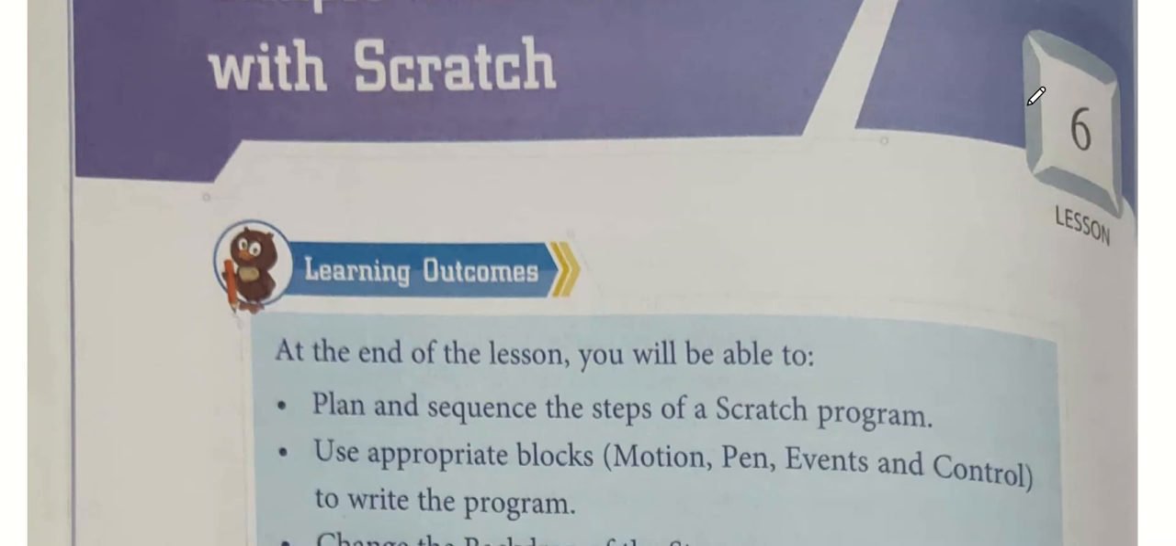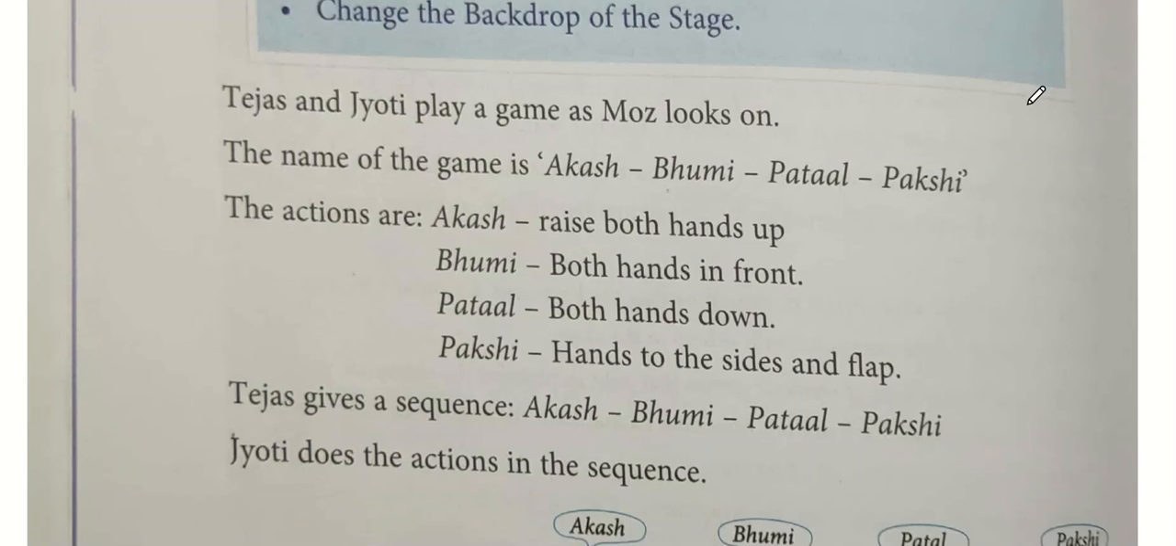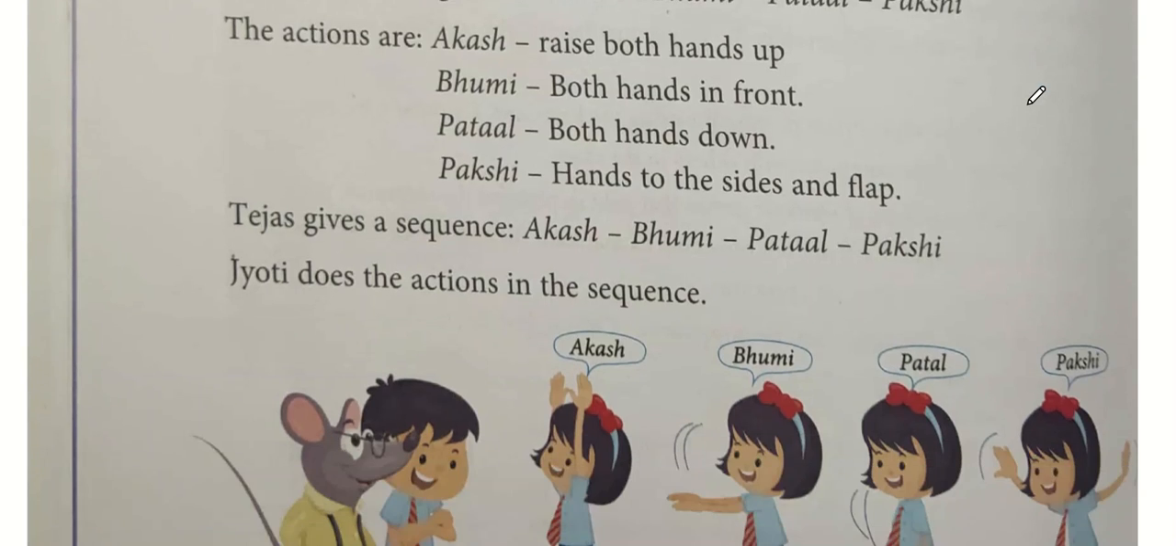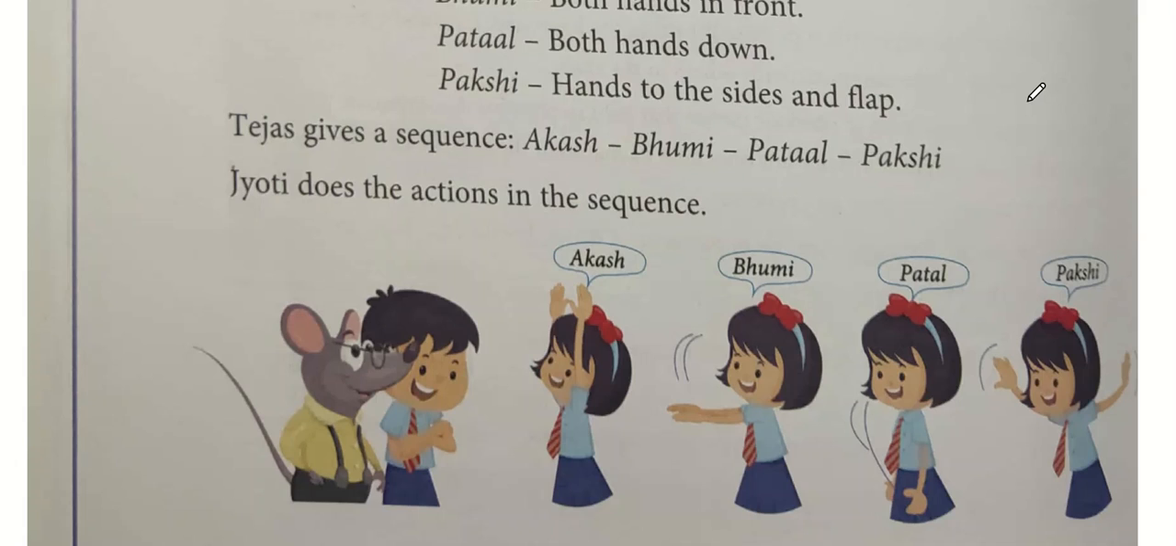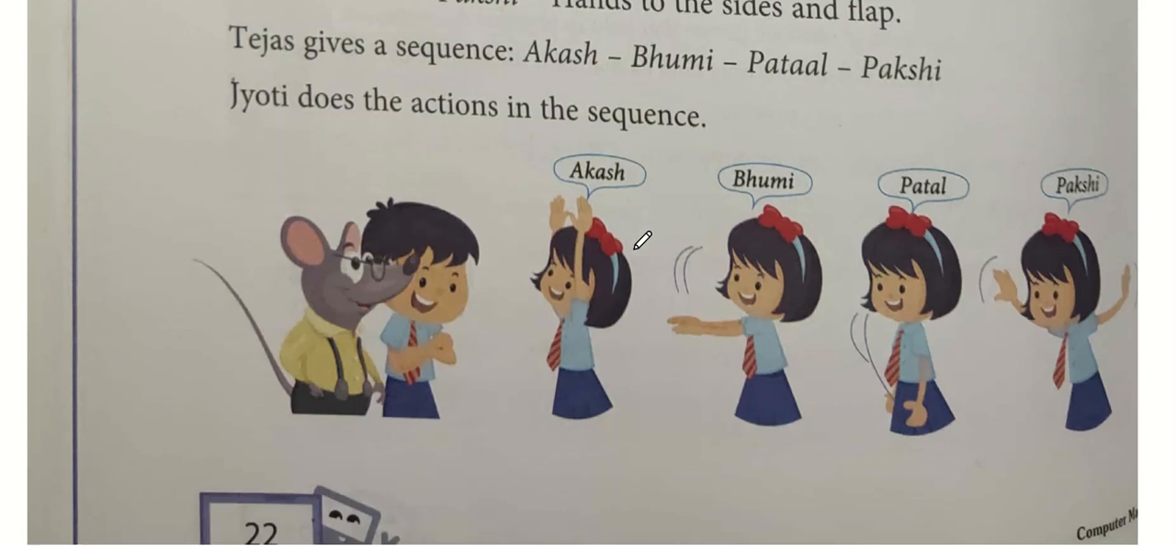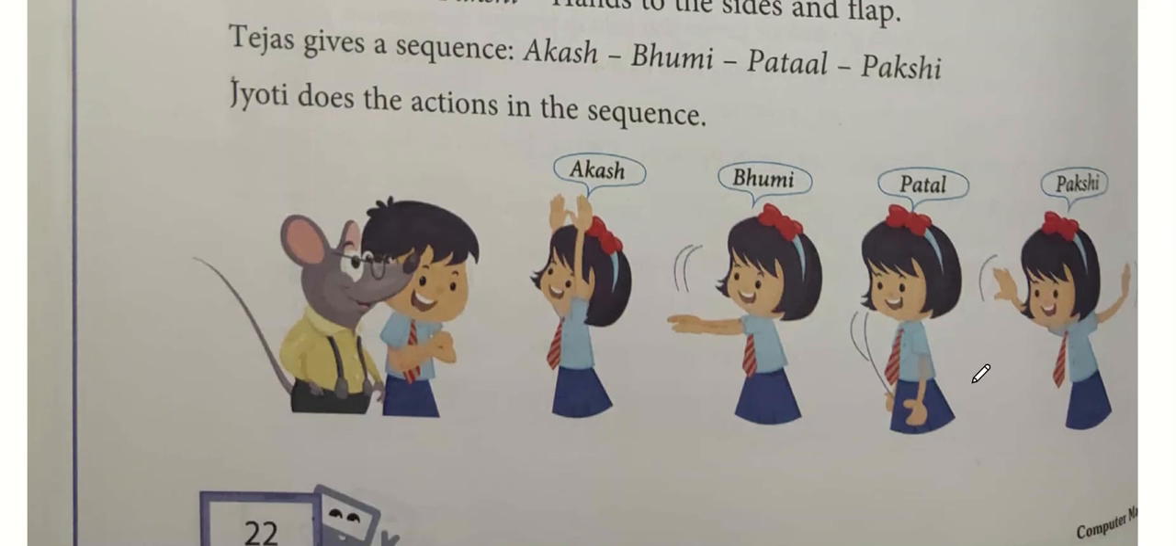In the lesson, we learn that Tejas and Jyoti play a game in which Tejas gives instructions to Jyoti and then Jyoti makes different poses accordingly. These poses were Akash, Bhumi, Patal and Pakshi. In terms of Scratch, these poses are known as costumes. So here there are the 4 costumes for Jyoti.